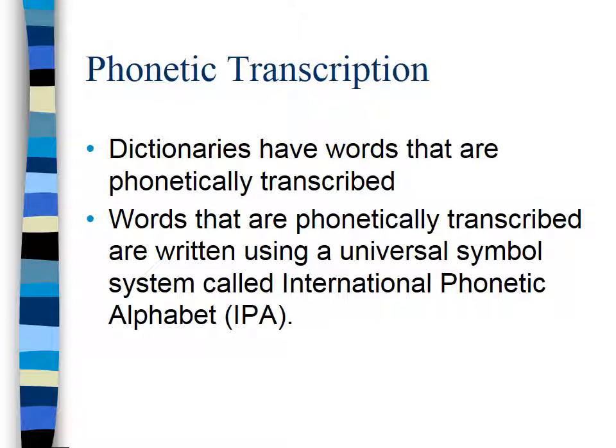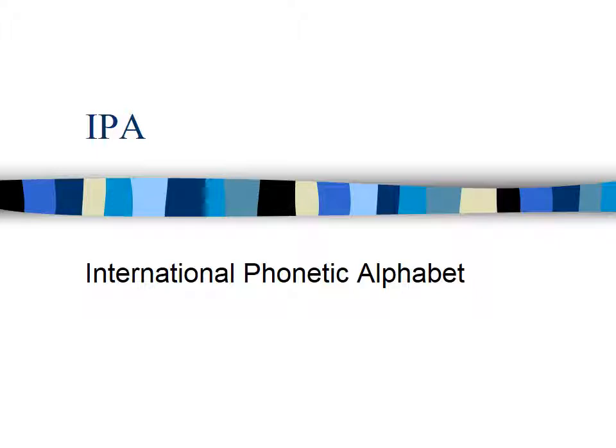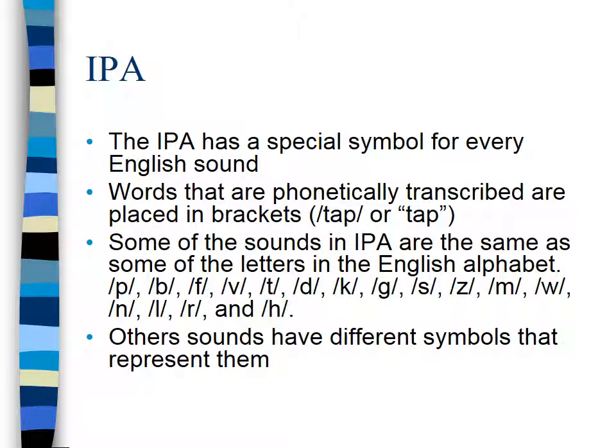Dictionaries use things that we call diacritics. You don't need to know that word. But a diacritic is an additional symbol used that gives us a more detailed picture of how specific phonemes are produced in words. And we don't go into that much detail because we're taking a very broad approach. So IPA has a special symbol for every English sound. Words that are phonetically transcribed are placed in brackets. So we have these slash marks here.